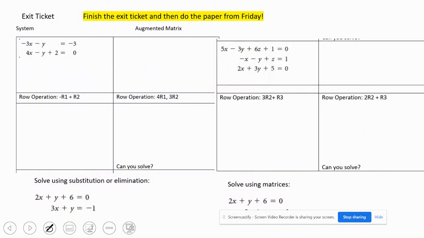Okay, so you're going to work on the exit ticket and turn that into your teacher. And this is just some row operations. And then at the end, if you think you can solve it, go ahead and solve it.